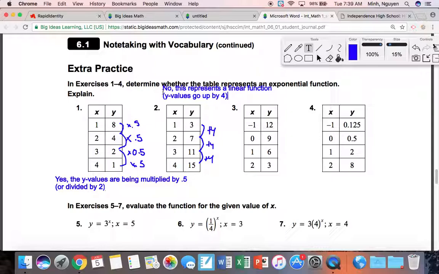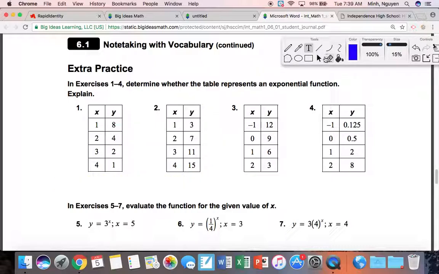And then for number 4, you're multiplying by 4 each time. So that is an exponential function. Number 4 is an exponential function because you're multiplying by 4.